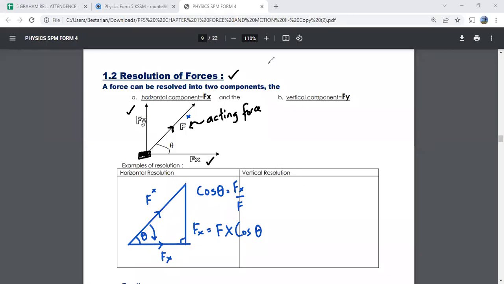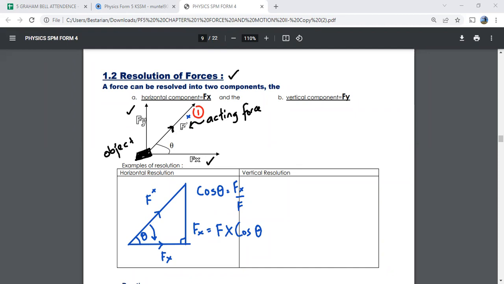So you are given one actual force. This is the actual force given. And then you are given one object. This is the object. Okay, this object is acted on by a force of F. This force of F is acting at an angle of theta from horizontal.